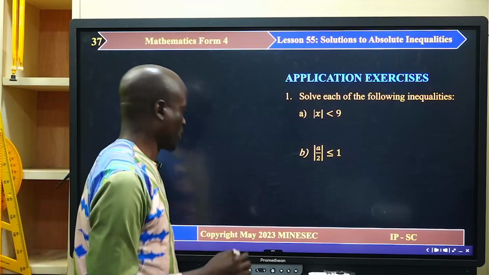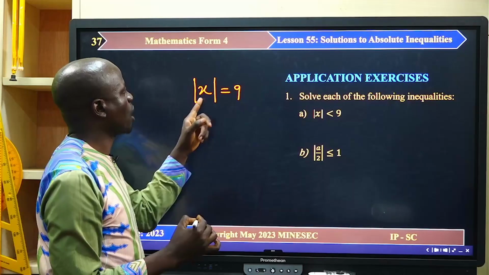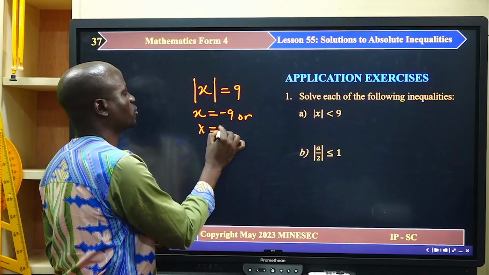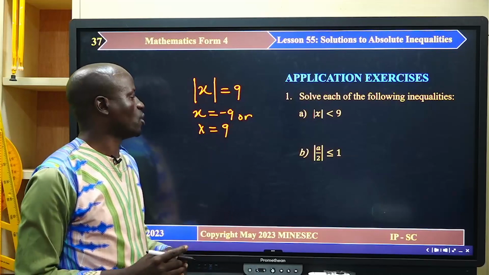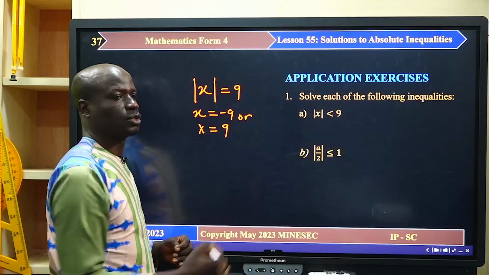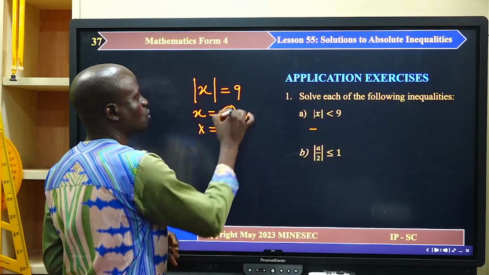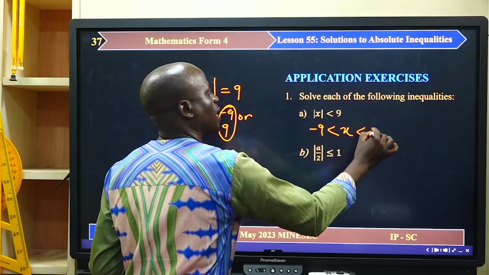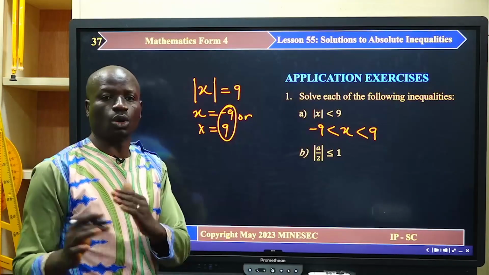Now, observe that for the absolute value of x equal to 9, our solutions will be x equal to negative 9 or x equal to positive 9, because we said the absolute value of negative 9 is positive 9. The absolute value of 9 is still 9. So now it is less than 9. So we are dealing with the case where the range of values will lie in between these two solutions. So negative 9 is less than x less than 9. If you test with any value in this interval, its absolute value will always be less than 9.